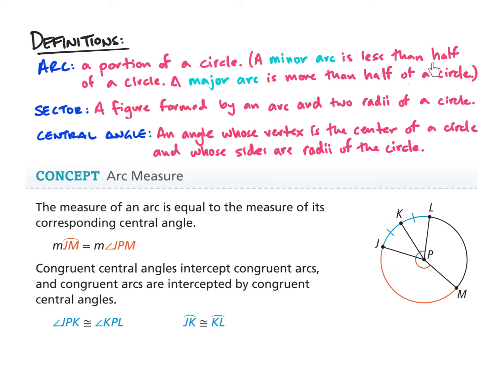Just a side note, because a minor arc is less than half and a major arc is more than half, an arc that's exactly half a circle is just called a semicircle, which makes sense, I suppose. But that's kind of the difference between a minor arc and a major arc.